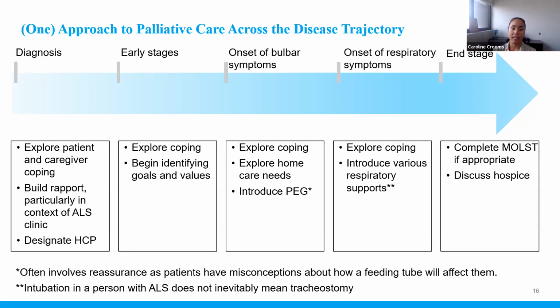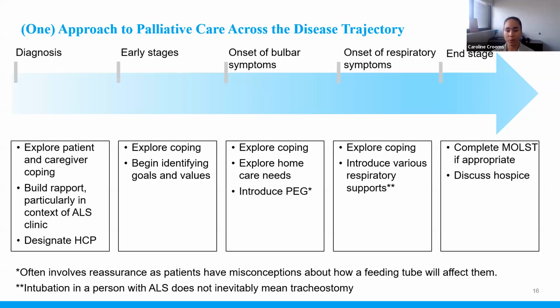I would also just note that when we're talking about PEG with ALS patients, a lot of the time I'm actually providing more information and reassurance about it, just the logistics, because people have a lot of misconceptions about how a feeding tube will affect them, and a lot of people say I would never. And then actually when you explain it to them, they say, oh yeah, actually I would do that.